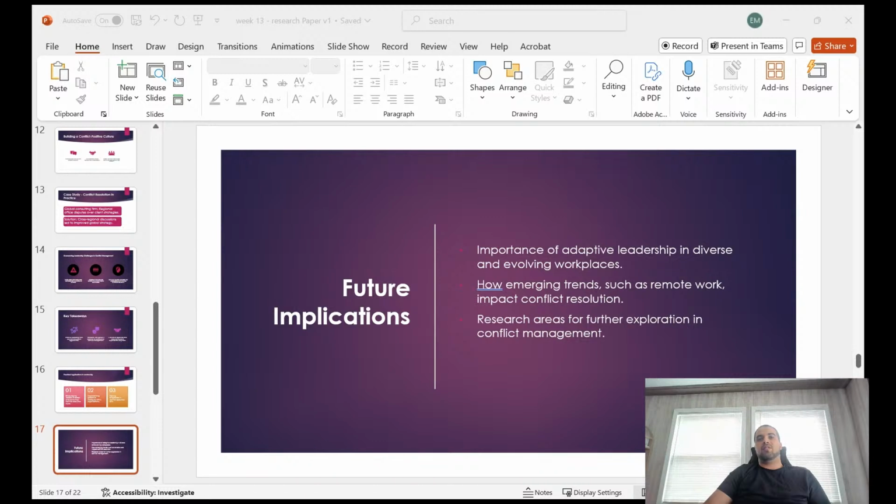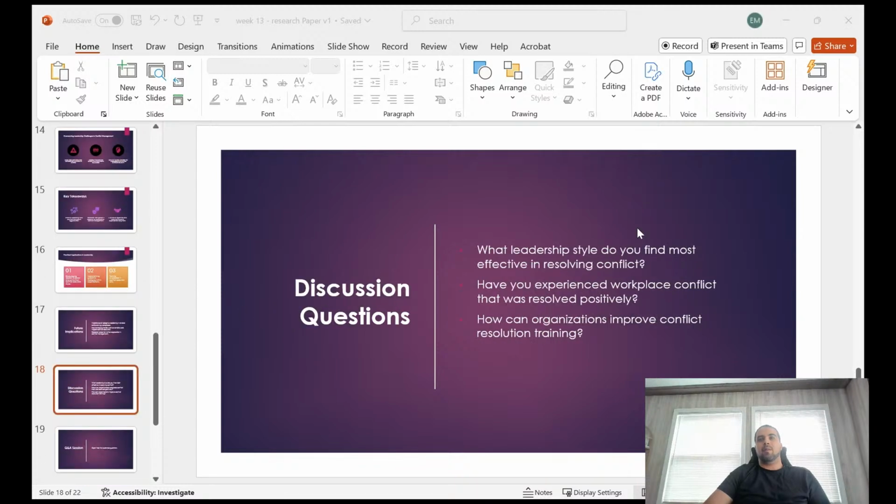The future implications are that as workplaces evolve, so do conflict resolution approaches. Remote work, diverse teams, and technological advancements present new challenges for leaders. Future research should explore how AI and digital collaboration tools can aid in conflict management. Leaders must remain adaptable, continuously refining their skills to meet the demands of an ever-changing work environment.